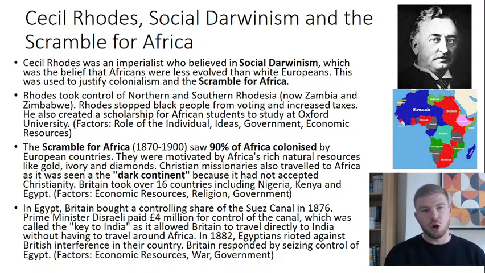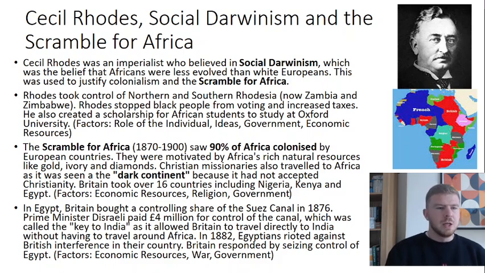Rhodes took control of northern and southern Rhodesia, which we now call Zambia and Zimbabwe, and he's a very complex character. He stopped black people from voting, he increased taxes, but on the flip side, there were people who point to the scholarships that he offered for black students to go to different universities, particularly Oxford University in England, where there was a statue of him up until very recently. So he is somebody who is debated about whether he was a force for good in any way, or whether his influence on Africa, particularly Zambia and Zimbabwe, was very damaging.